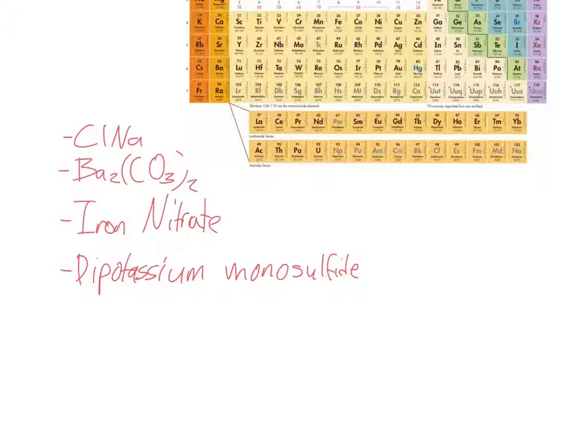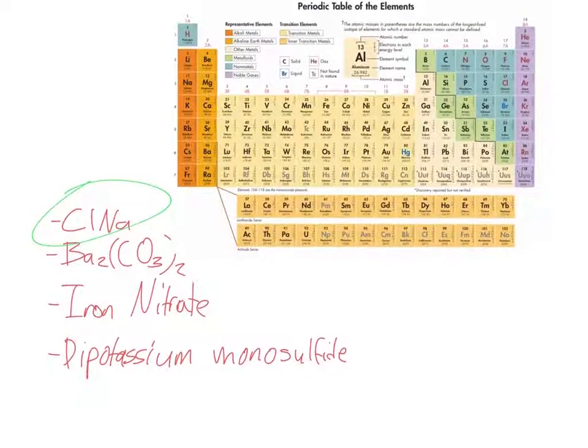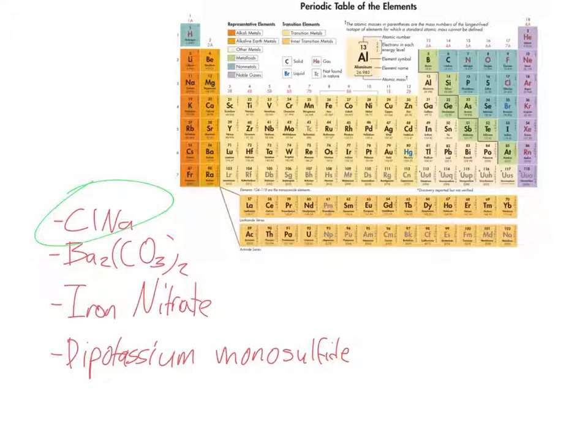Okay, so the first section is explain what is wrong with the formulas and correct the mistakes. So let's do the first one, which is right here, ClNa. So what's wrong with that? We can see that it's chlorine and Na, which I'm pretty sure is sodium.